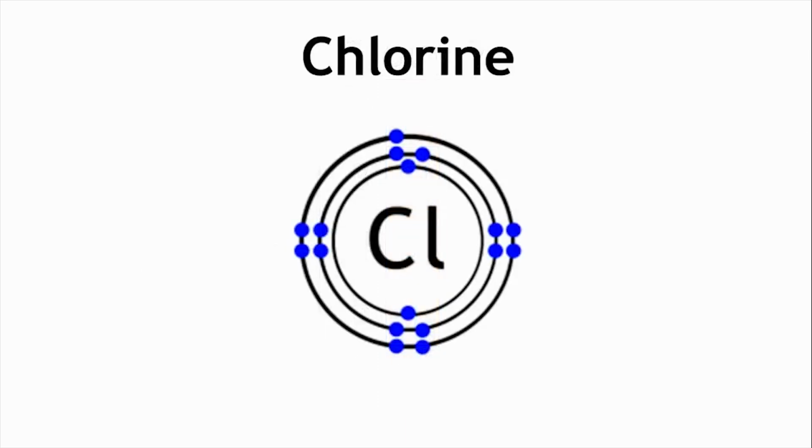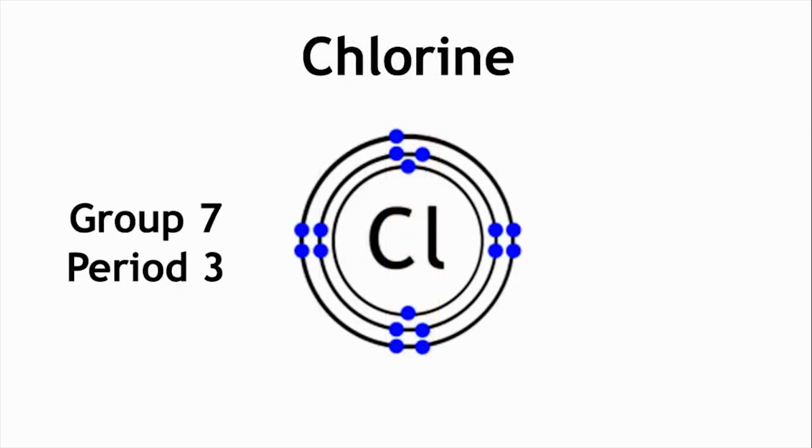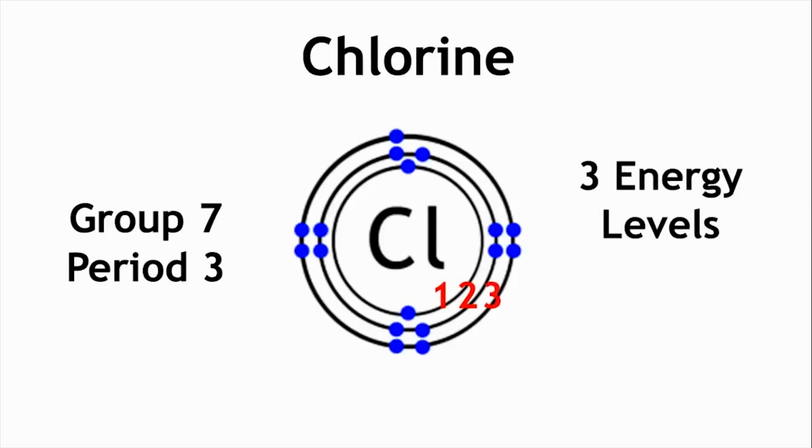So, chlorine is in group 7, period 3, therefore it has 3 energy levels with 7 electrons in its outermost shell.